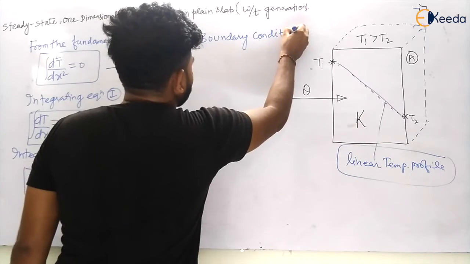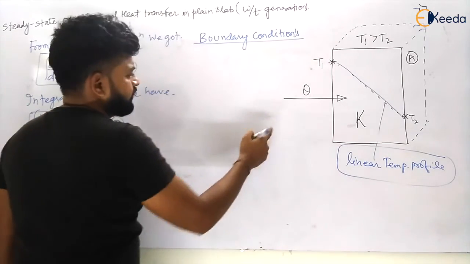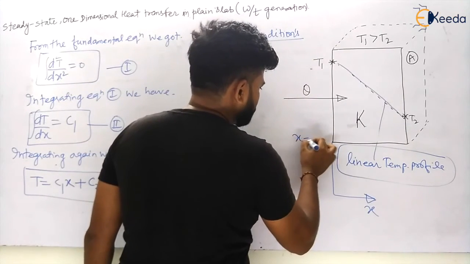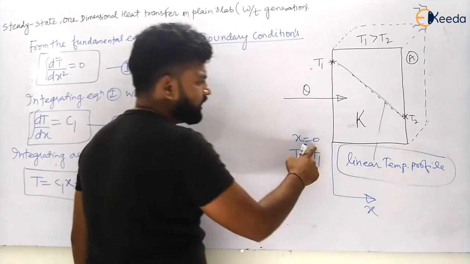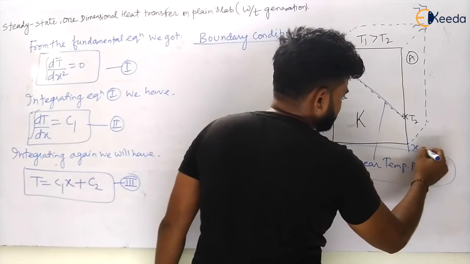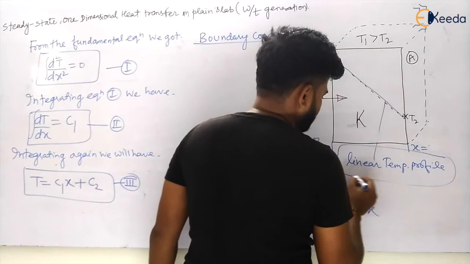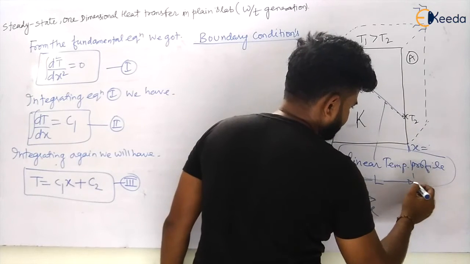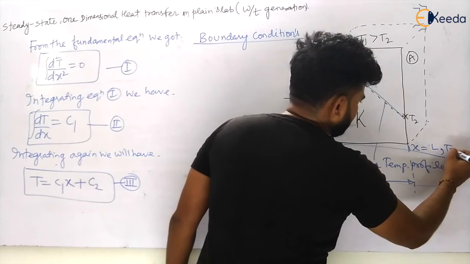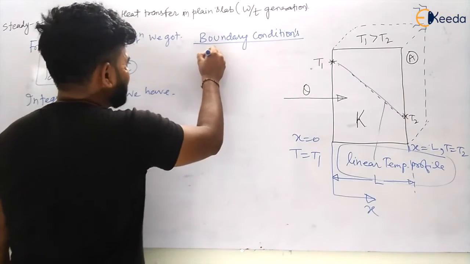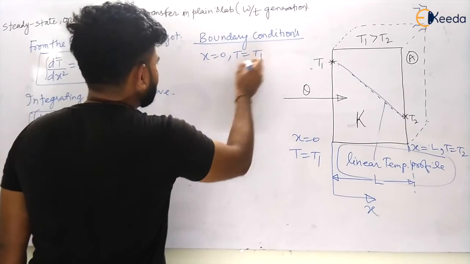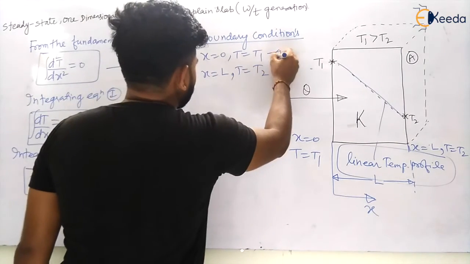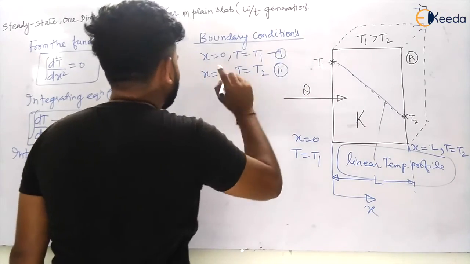Let us see what the boundary conditions are. In this direction we are assuming x. At x equal to 0, the temperature is T1. Let us assume the length is L. So at x equal to L, the temperature will be T2. So we have x equal to 0, T is equal to T1, and x equal to L, T is equal to T2. This is the first boundary condition, and this is the second boundary condition.